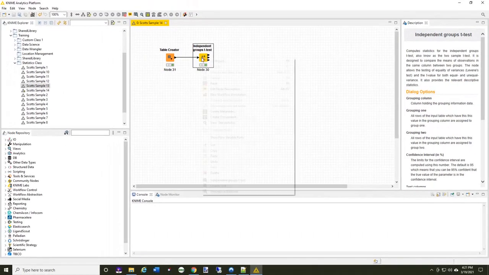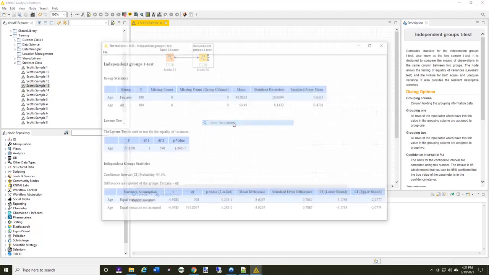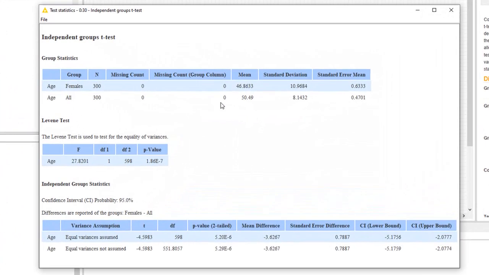Now, when I look at the output of this node, I can see this. The average age of a female is 46.8, and the average male age of the population is 50.49. So there's a difference of a little over 4 years between them.